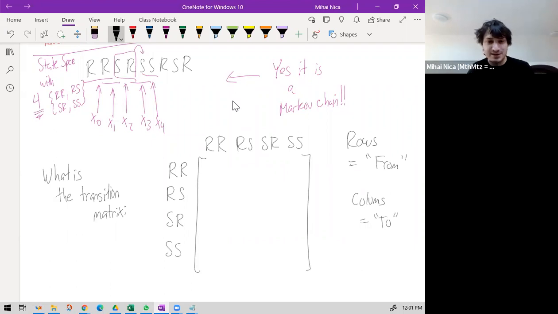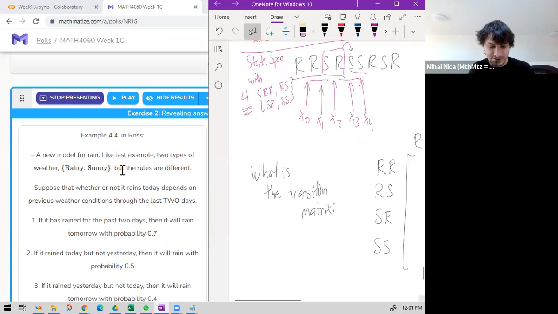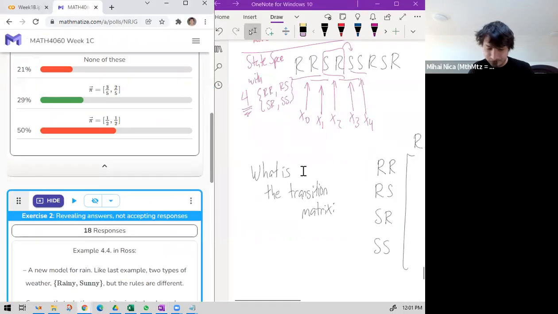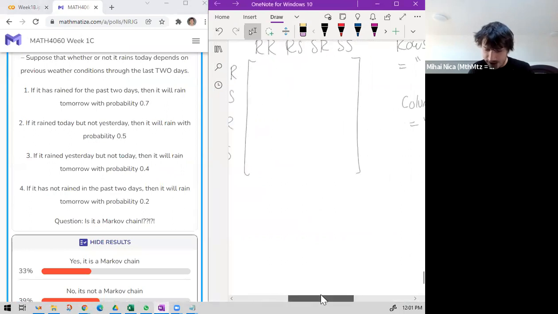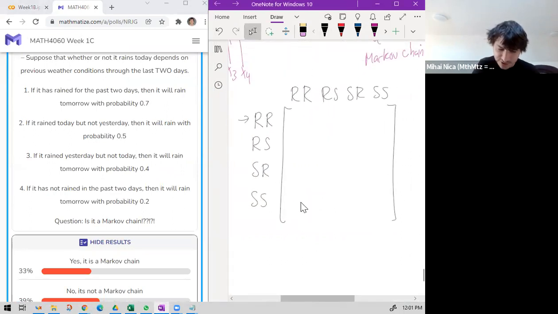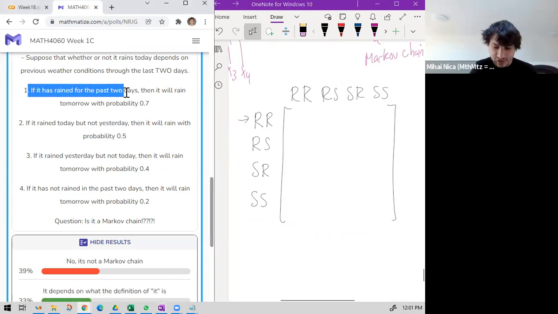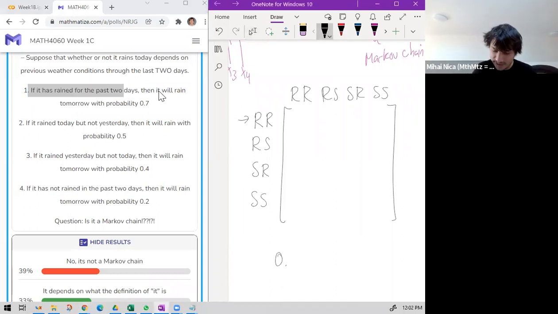So now we can fill this in using the information given in the question. Let's read the question carefully and fill this in. So if we're starting in RR, that's the first row. If it rained for the past 2 days, rule 1 is telling us what's happening in row 1. Then it will rain tomorrow with probability 0.7. I guess that means it's going to be sunny tomorrow with probability 0.3. So there's a 0.7 and there's a 0.3. So it's going to rain tomorrow.